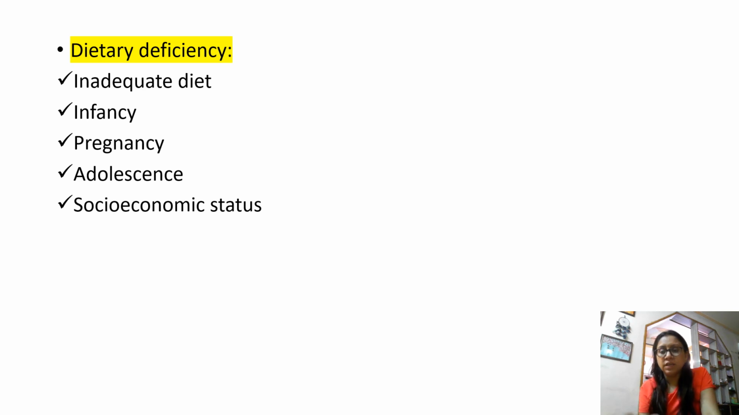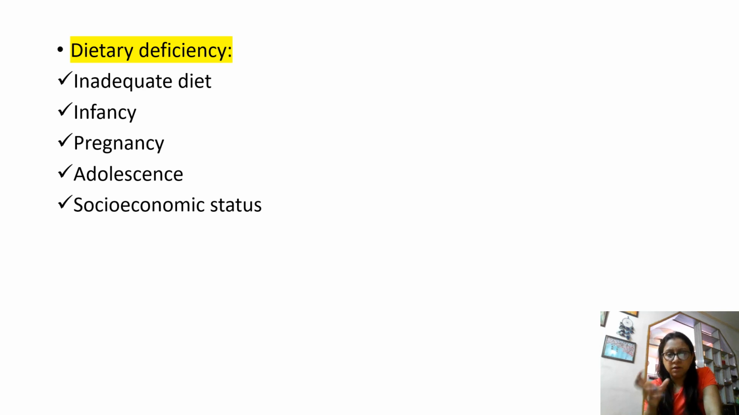So dietary deficiency, what causes can there be for iron deficiency anemia? It can be because of inadequate diet during infancy when there is increased demand of iron. So these few conditions, just infancy, pregnancy, then adolescent period. So these are actually periods when iron requirement is increased in our body. Okay? Then socioeconomic status. Socioeconomic status means they are not able to provide proper nutrition, and in consequence what happened? There is dietary deficiency of iron.